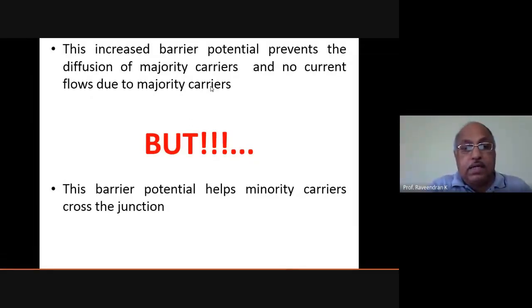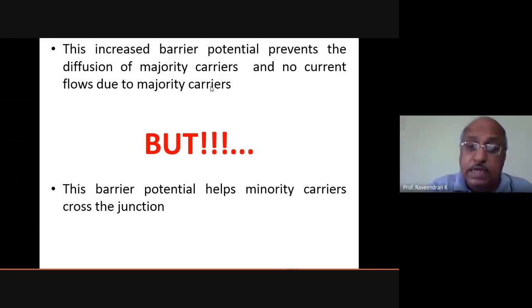But the barrier potential helps minority carriers to cross the junction. This barrier potential, which is now very much widened due to the application of a reverse potential, actually causes a very, very few minority carriers to cross. That's why they are called minority carriers. Even if the minority carriers are very small in number, they are still carriers, and they will also constitute a current across the PN junction.